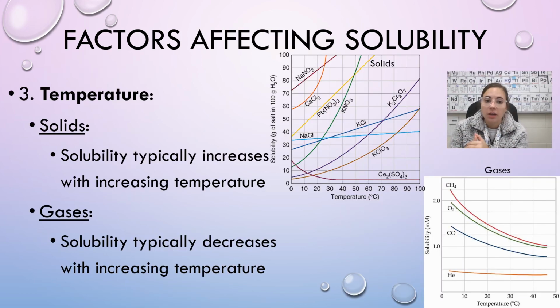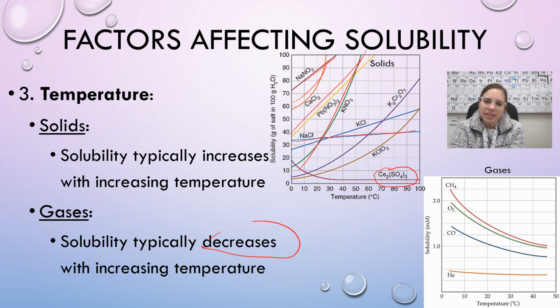Temperature is another thing. So for solids, temperature typically increases the solubility. Not always. You can see there's this example of cesium sulfate where it actually decreases. And you'll notice for sodium chloride, there's barely an increase in solubility with temperature. But for the rest of the salts that are shown on this graph, temperature greatly increases their solubilities. But for a gas, it decreases typically with temperature increasing.